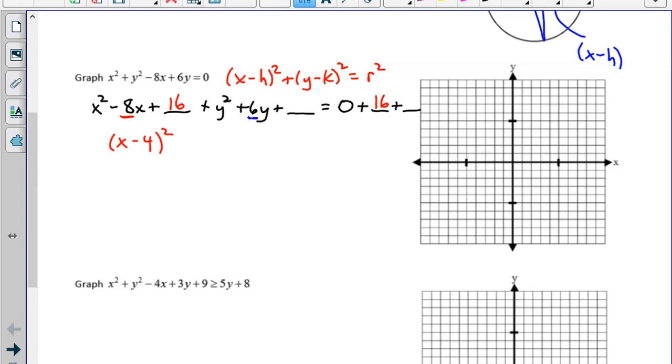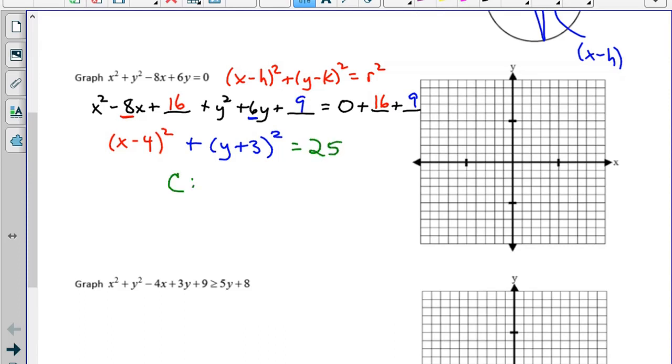Likewise, for the y's, we have this plus 6y. So I'm going to take that 6, divide it by 2, I get 3. Then I'm going to square that and get 9. So I end up with (x - 4)^2 + (y + 3)^2 = 25.